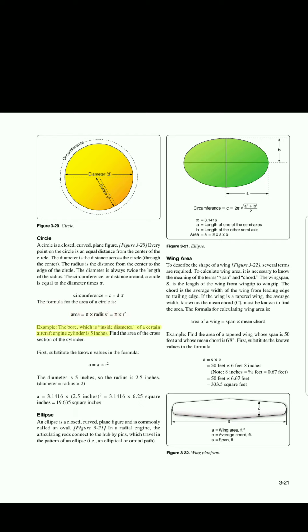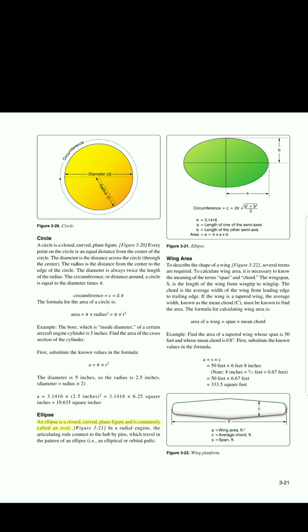Example. The bore, which is the inside diameter, of a certain aircraft engine cylinder is 5 inches. Find the area of the cross-section of the cylinder. First, substitute the known values in the formula. A equals pi times r squared. The diameter is 5 inches, so the radius is 2.5 inches. Radius equals diameter divided by 2. A equals 3.1416 times 2.5 inches squared, equals 3.1416 times 6.25 square inches, equals 19.635 square inches.